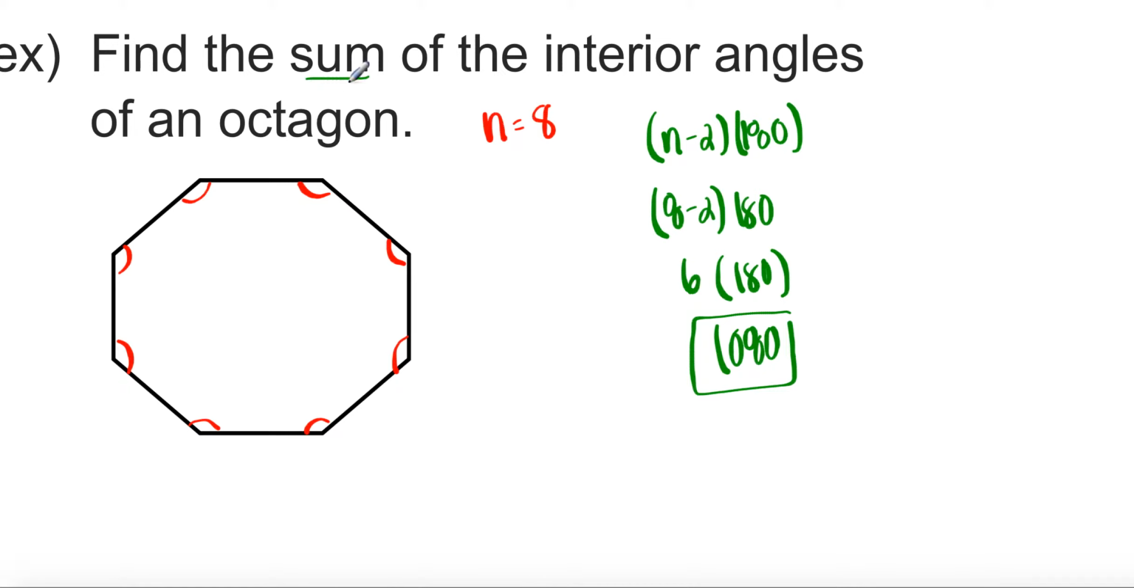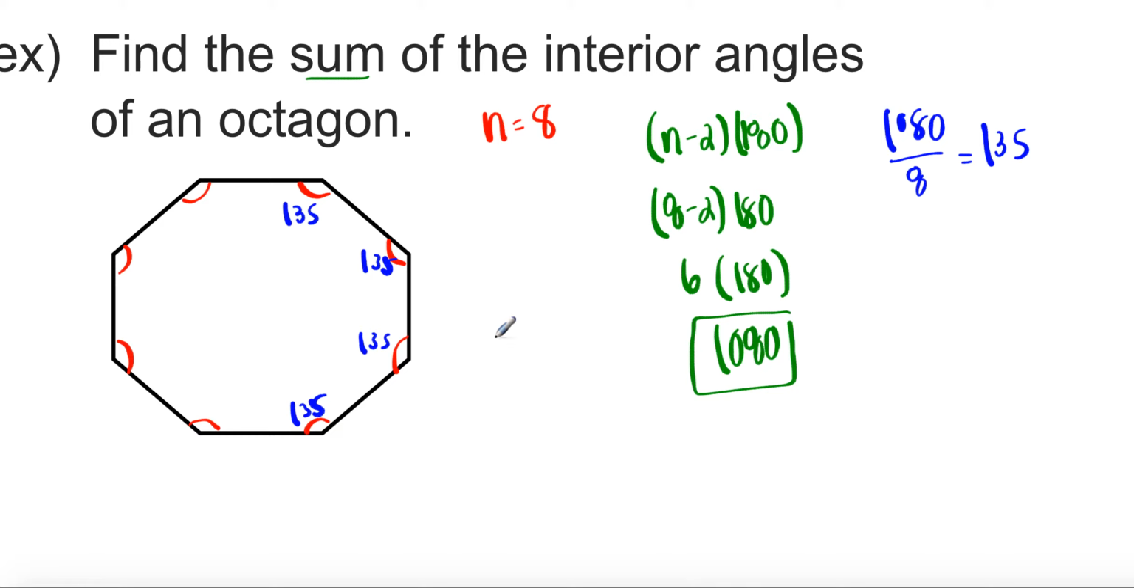Find the sum. But let's take it a little bit farther, because if we assume this is regular, then we can take 1080 and divide it by 8, and that will give us the measure of each angle. Each interior angle measures 135 degrees. That's only if this is regular, though. I'm not going to fill all those in, but you get the idea.